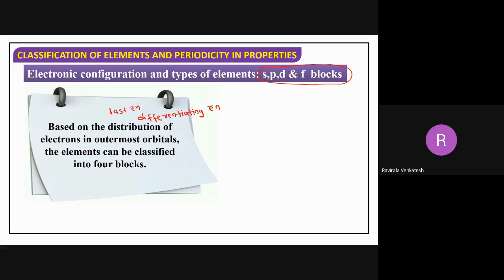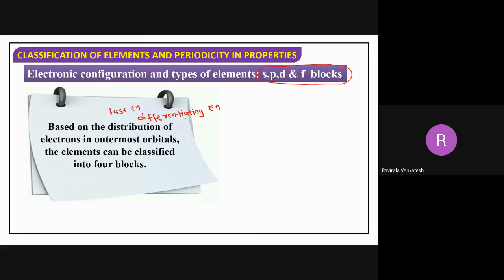So for example, if the last electron enters the ns orbital, that is called what? S block element. If the last electron enters the np orbital, then it is called what? P block element. That means if the last electron enters the valency shell s orbital or p orbital, they are called s and p block elements. Now what is a d block element? The last, differentiating electron enters the n-1 d orbital, the inner shell of d orbital. That is called a d block element.